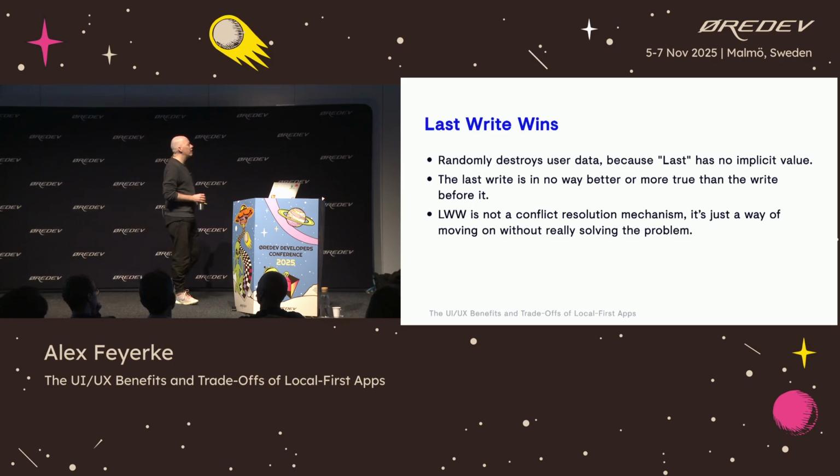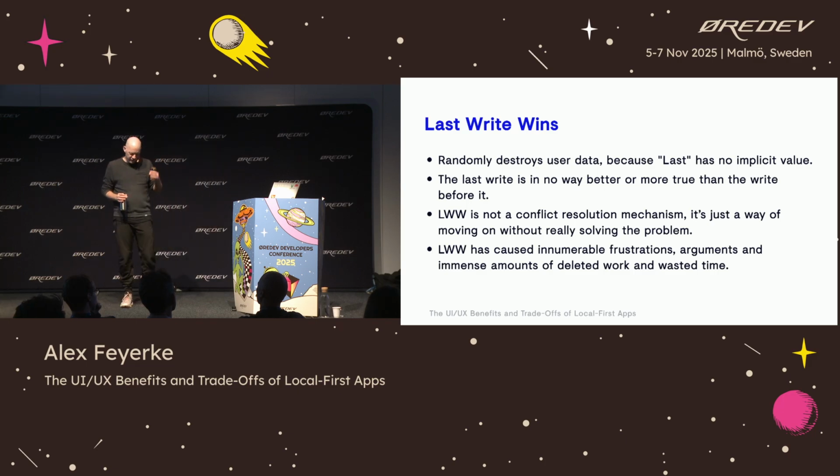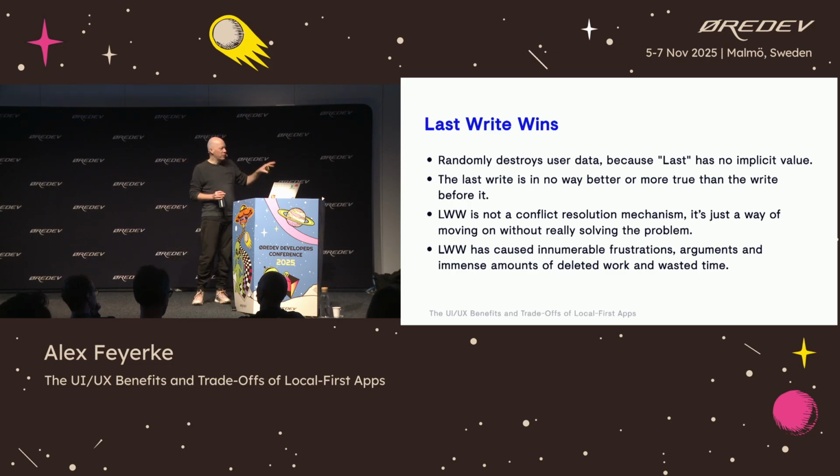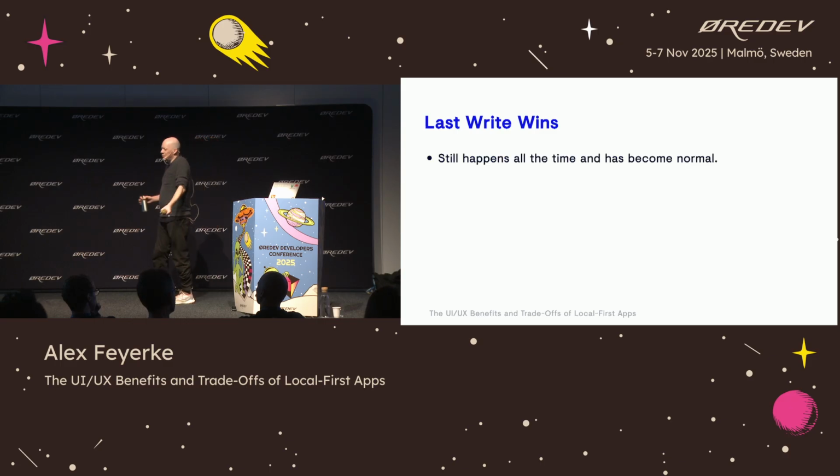And it's probably caused everyone here frustrations, you've had arguments about work disappearing. I'm sure all of you have caused this as well without ever knowing, because in a last write wins scenario, the last write never knows that they've destroyed some other user's data, right? It doesn't sound great, but at the same time, it still happens all the time and it's completely normal.